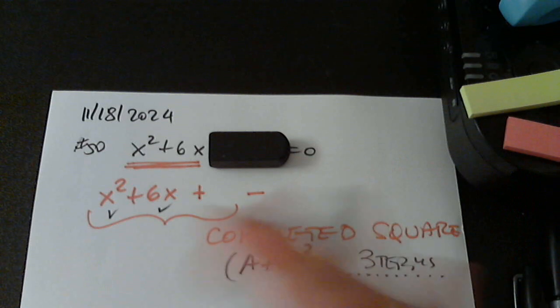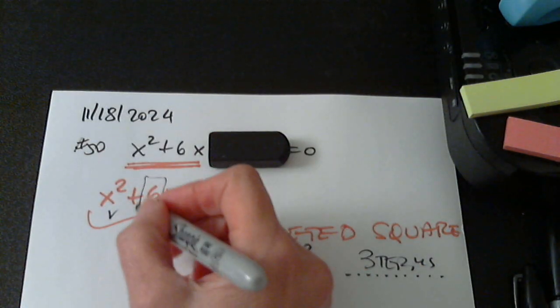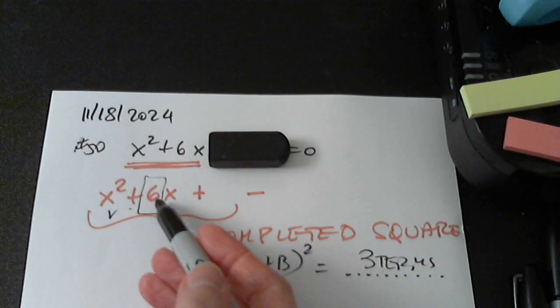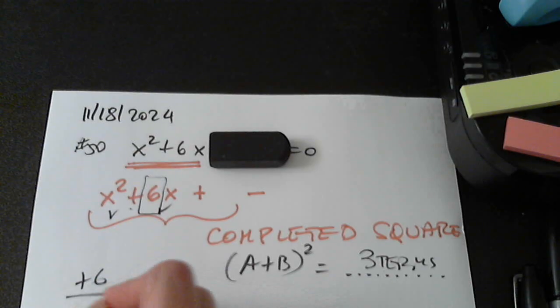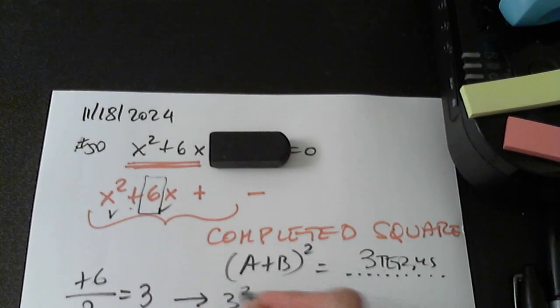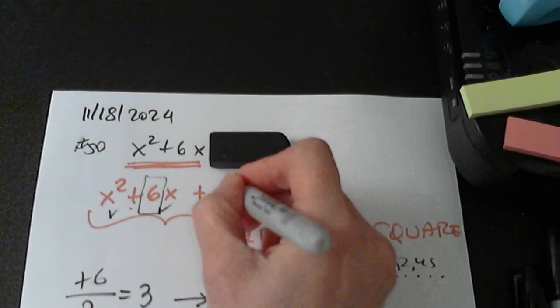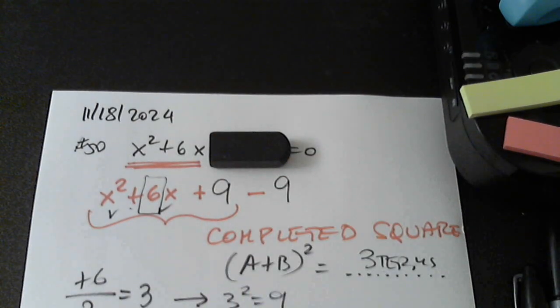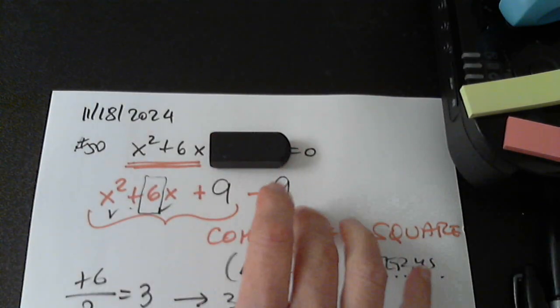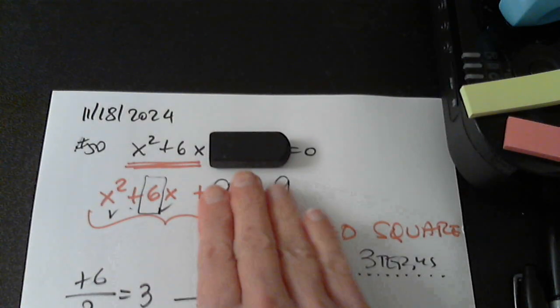The shortcut is this. I take the middle coefficient. In this case, it's positive 6. I divide this by 2. I get 3. And I square this number. When I square this number, I get 9. So this is all I need to add and subtract. Why am I adding and subtracting? Because I cannot change anything. So this is 0.